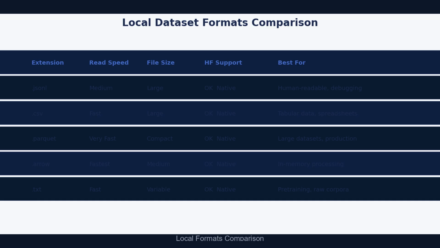Arrow format is the fastest for in-memory processing, which is what the datasets library uses internally. Plain text is variable in size and suited for raw pre-training corpora. For fine-tuning specifically, JSON-L for development and Parquet for production is a sensible default strategy.